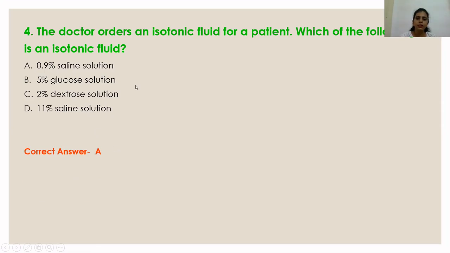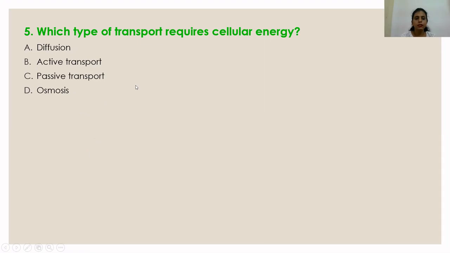The next question is, which type of transport requires cellular energy, that is, cellular energy stored in the form of ATP molecules? Very well you are aware that it is active transport, because it is always against the concentration gradient, that is always from lower concentration to higher concentration. The options are diffusion, active transport, passive transport, osmosis. So the correct answer is B, active transport. The rest three, that is passive transport, osmosis and diffusion, all three are the same.